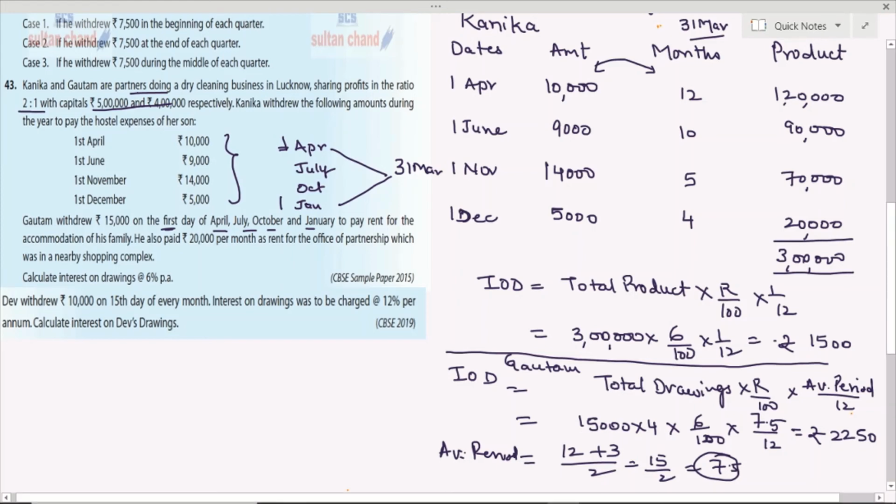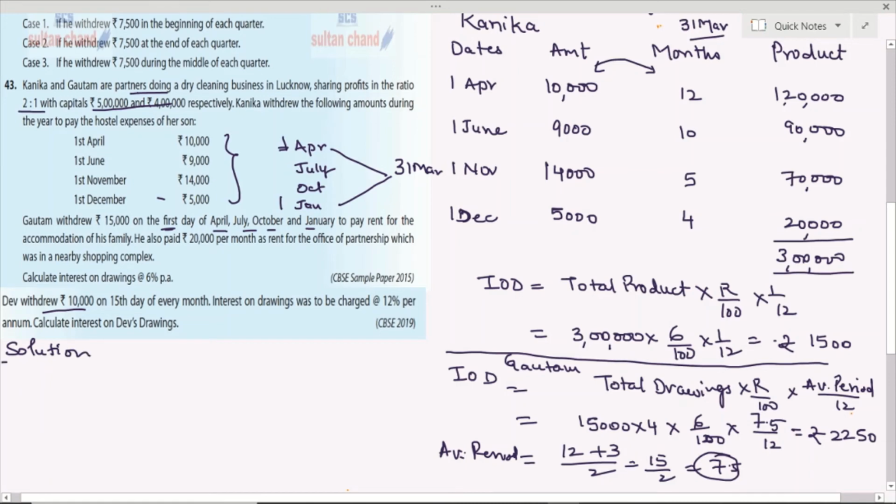Okay, moving to the next question. There is one more question here. Dave withdrew 10,000 on the 15th day of every month. The 15th day of every month means in the middle of every month. Okay, and interest on drawing is 12% per annum. Calculate interest. So let's find out the solution for this particular question here itself.